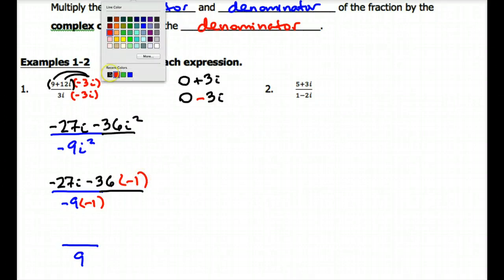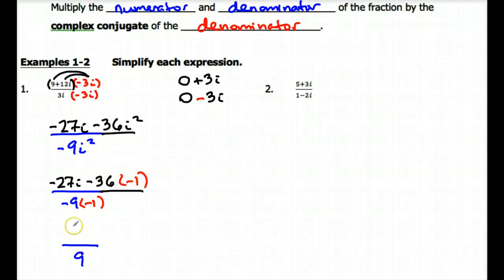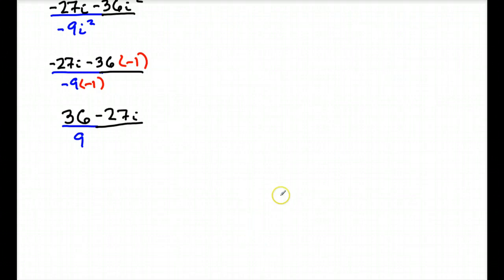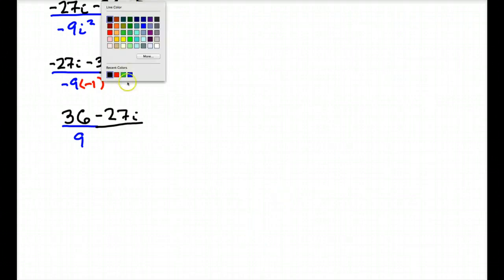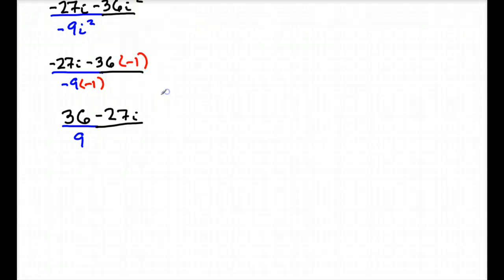And so now I get a +36 over here. I'm going to write that first since that's my real part. +36 minus 27i. Okay? From here, there's one more thing I can actually do, and this is going to be similar to what you do in quadratic formula anytime you have those square root answers.